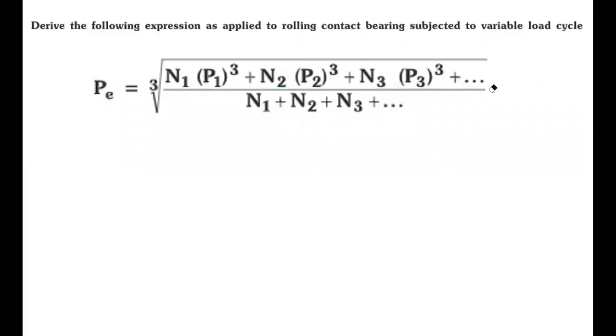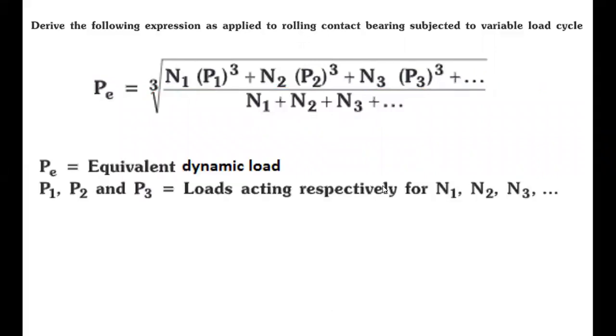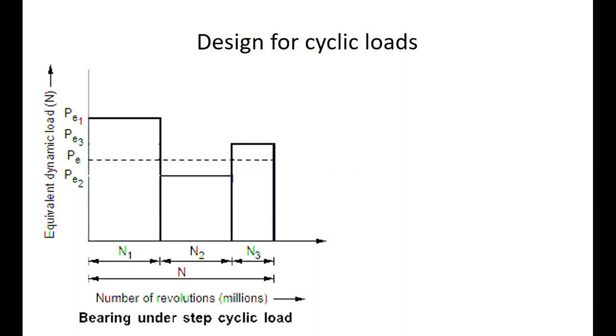Since the derivation is asked many times, let us first start with the derivation, where PE is the equivalent dynamic load. P1, P2, P3 are the loads acting respectively for N1, N2, N3 RPMs. Now we'll refer to this diagram. The diagram is equivalent dynamic load versus the number of revolutions in millions. Specifically, the bearing is under step cyclic load.